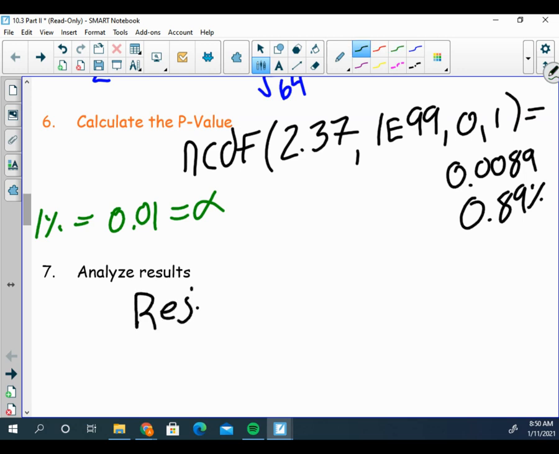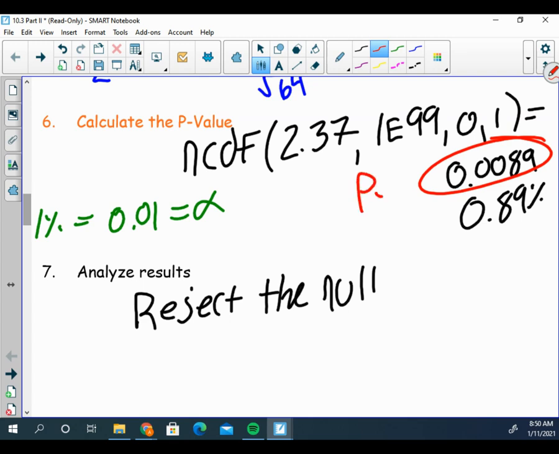Again, I know this can be a lot. I know it's very lecture driven. I know it's not a lot of you talking and a lot of me talking. But if you're someone who's somewhat lost, look back at the practical, what do we do in each problem? Your p-value was less than your level of significance. That's why we're rejecting the null. The probability of getting 2.37 is less than 1%. It's 0.89% to be exact.